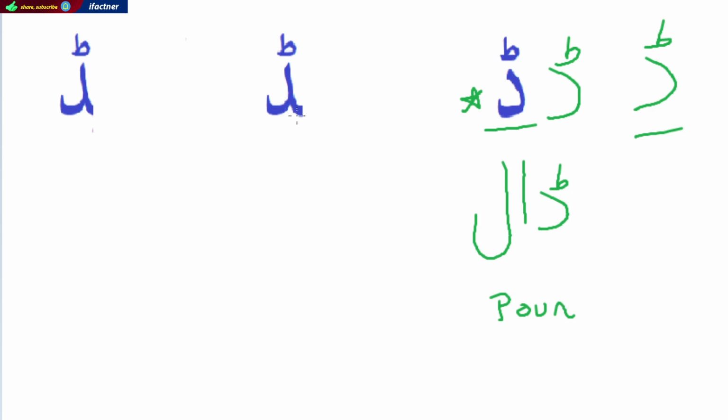Now, the middle position shape and the final position shape of dal are similar, because we have to give a space after it if it comes in between two characters.